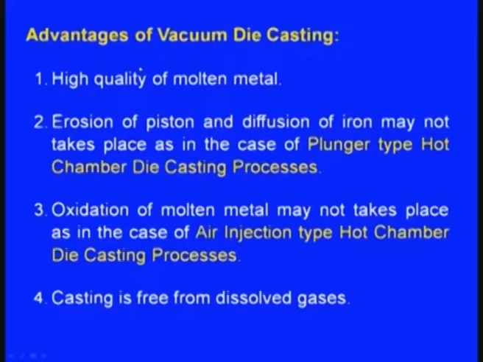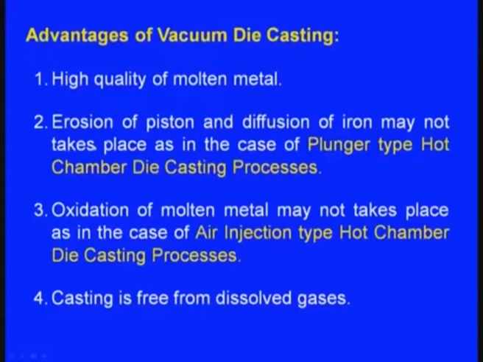Now, these are the advantages of vacuum die casting. High quality of molten metal, because we are applying vacuum. So, no atmospheric contamination, no oxidation. That is how we get the high quality of molten metal. Next one, erosion of the piston and diffusion of iron may not take place, as in the case of the plunger type hot chamber die casting process.